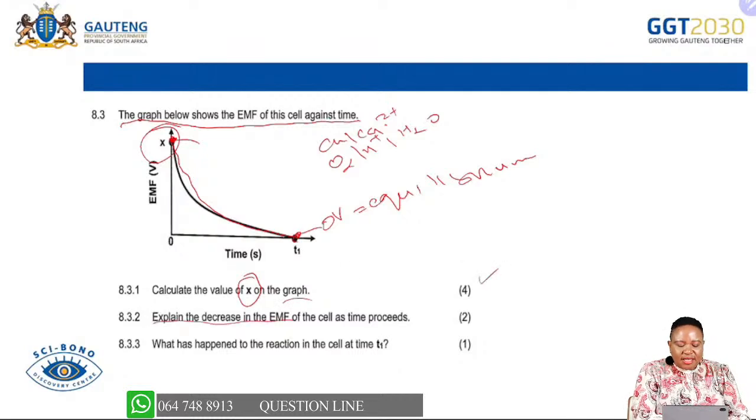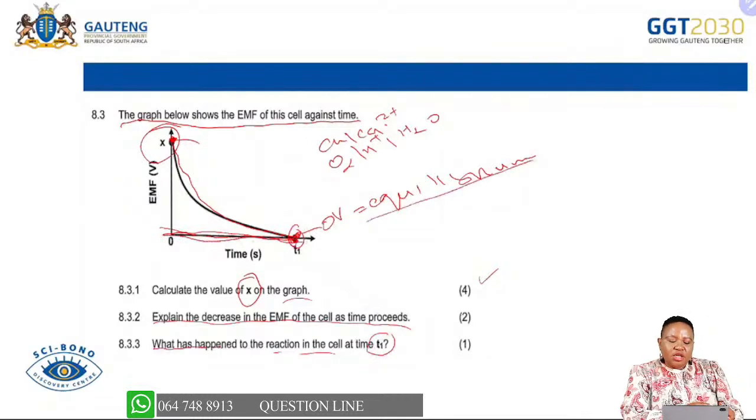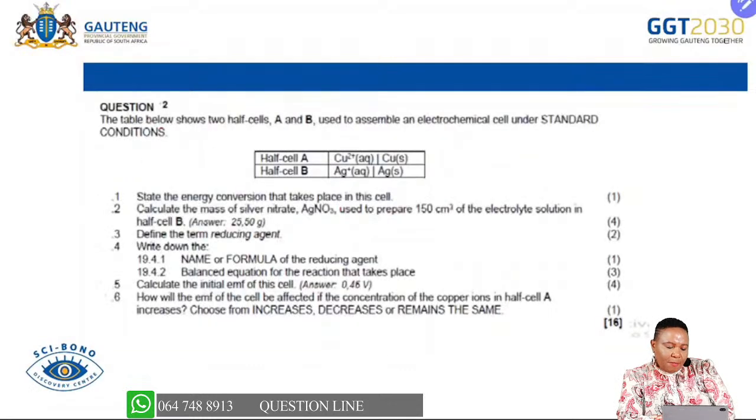Explain the decrease in the EMF of the cell as the time progresses. I just explained that: because of the decrease in the reactant ions and also because of the decrease in the forward reaction. And then what happened to the reaction at T1? At T1, you can see our V cell, our EMF, is 0. And you know that 0 volts means the cell has reached equilibrium.